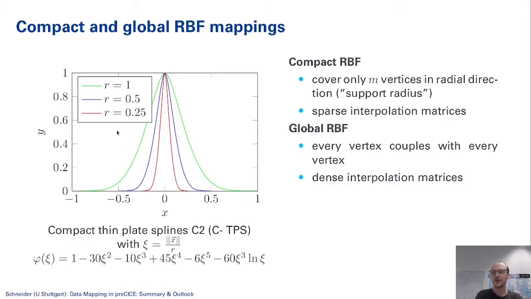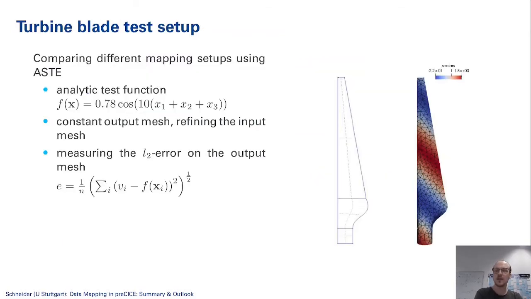Here we have a compactly supported thin plate spline function, and if we select our support radius smaller and smaller, so we want to cover fewer and fewer vertices in radial direction, our radial basis function becomes more and more narrow. So this was a brief recap of our mapping methods as we have them in preCICE, and now we need to compare our mapping methods.